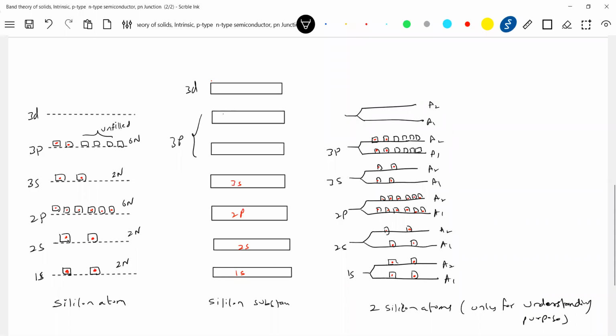So here what happened, we'll get a fully filled up level. And this is made up of unfilled states. So when two atoms come, it will not be like this. So what actually will come? It will take place like this here. Okay, this is the basic arrangement.